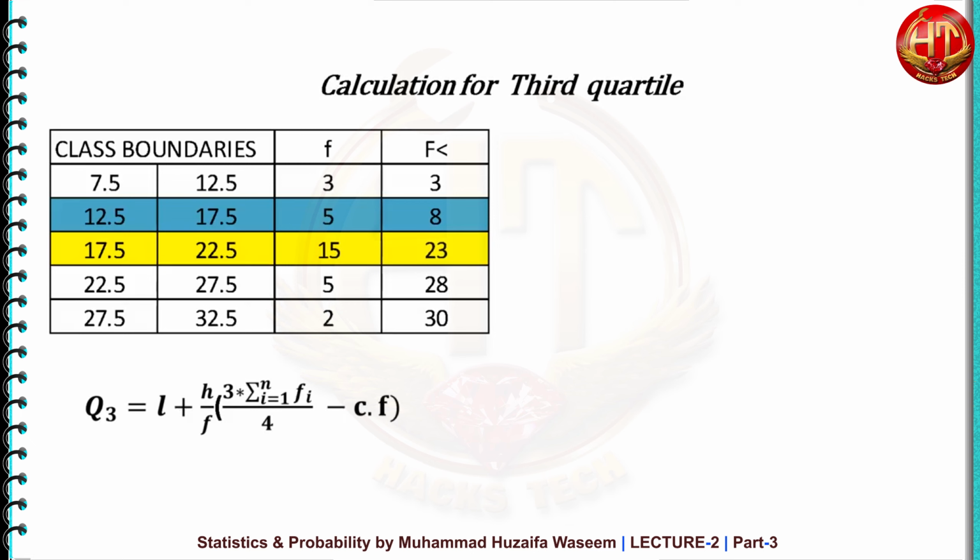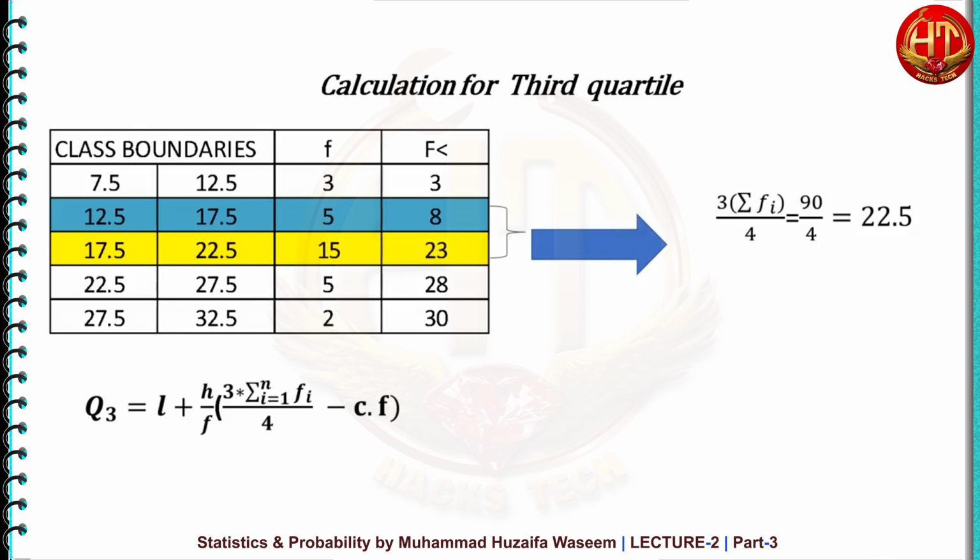Q3 is equal to L plus h by f, 3 multiplied by summation of fi divided by 4 minus cumulative frequency. So first you have to calculate the group, which is 3 multiplied by summation of fi divided by 4, which is equal to 90 divided by 4, which is equal to 22.5. So 22.5 lies between 8 and 23, so we consider the higher class interval, which is 23. This is your third quartile group.